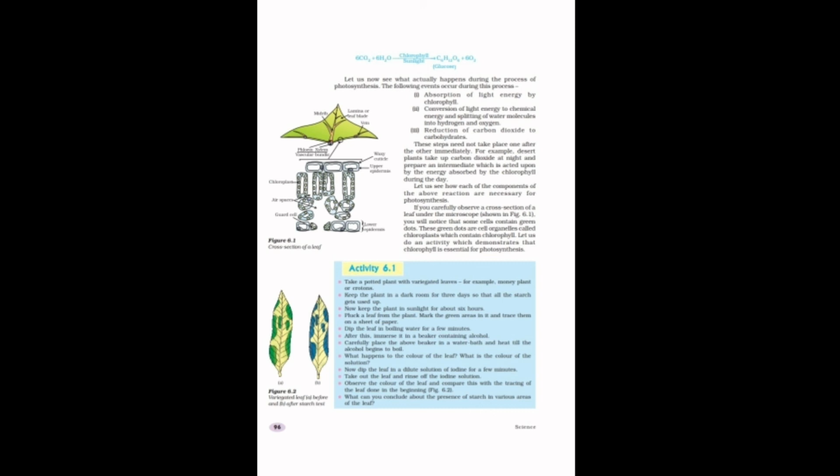7. What happens to the color of the leaf? What is the color of the solution? Now dip the leaf in a dilute solution of iodine for a few minutes. Take out the leaf and rinse off the iodine solution. Observe the color of the leaf and compare with the tracing of the leaf done in the beginning. What can you conclude about the presence of starch in various areas of the leaf?